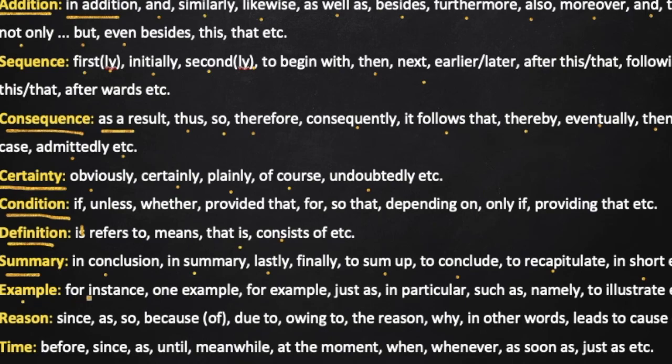Examples. So to quote examples is, for instance, one example, for example, just as, in particular, such as, namely, to illustrate, or to cite an example, to quote an example, etc. Then giving reasons, since, as, so, because of, due to, owing to, the reason why, in other words, leads to, and then you talk about the cause. Then time. Time is before, since, as, until, meanwhile, at the moment, when, whenever, as soon as, just as, etc.